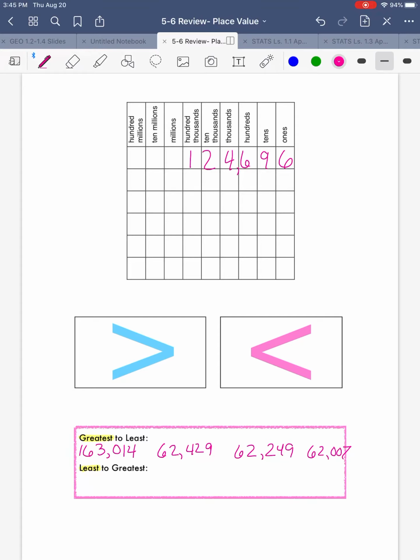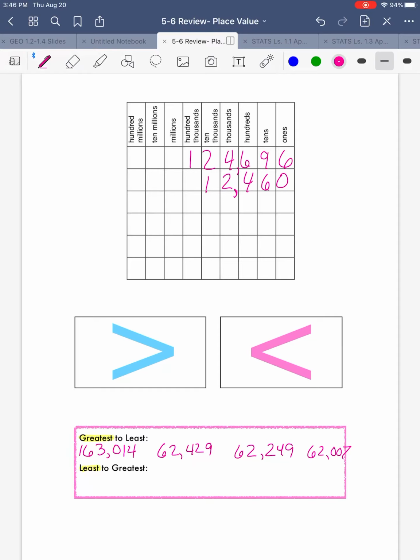Our next number is 12,460. That does not, you don't hear the hundred thousands, but you do hear 12,000s, which means that this number starts in the 10,000s place. So I'm going to write 12,460.